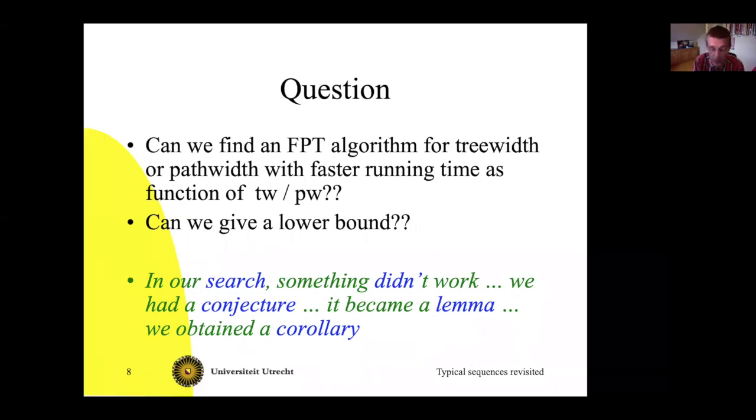And with our team, we were working on it, and at some point we tried to come up with gadgets to make lower bounds, and then something didn't work to make these gadgets, and then we had a conjecture, and then some time later, this conjecture became a lemma, and I'll tell you about this lemma, and you also see then a corollary of the lemma at the end of the talk.